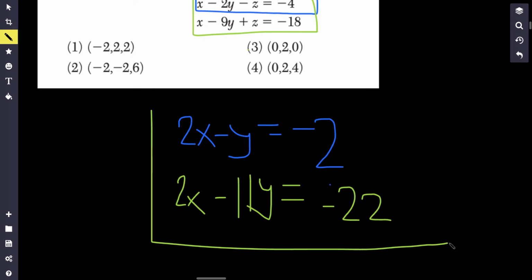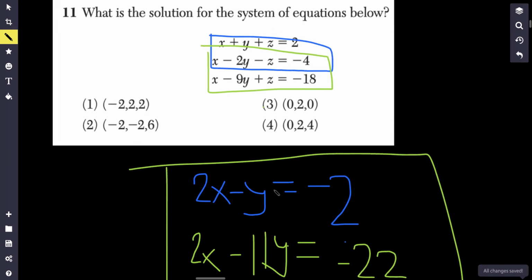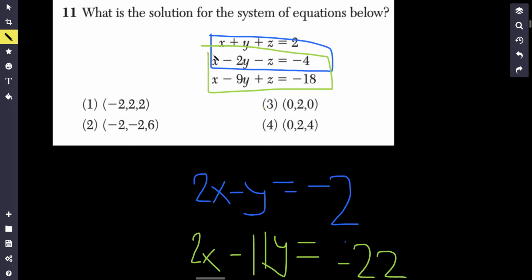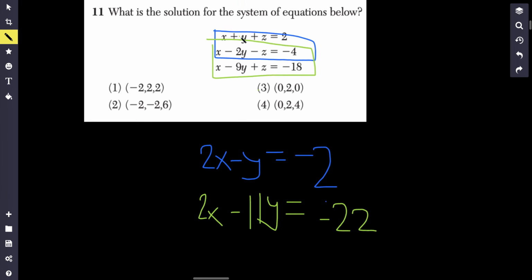And notice how I get a 2-variable system of linear equations from a 3-variable system of linear equations. So the first step for solving 3-variable systems of linear equations is making sure that you're able to create 2-variable systems of linear equations from it by canceling out a term. In this case, the term that I canceled out was this z, and I did it by adding up these 2, and then I did it by adding up these 2.